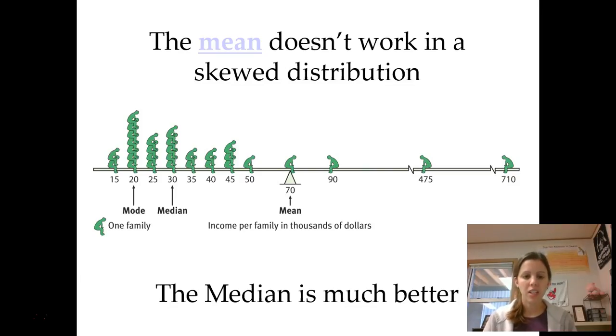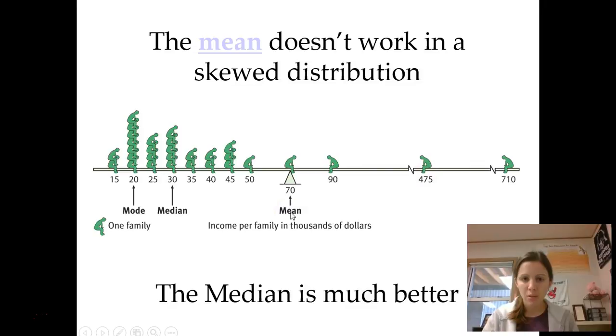So again, here's another example with a study, and I think this is in your book as well. If you're talking about income per family in thousands of dollars, this is what we call a positively skewed curve, because even though most people are here on the low end, it's positively skewed because this high number, the 710, that's 475, is falsely pulling up the average.